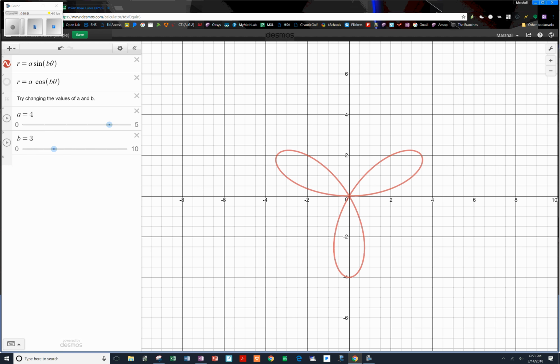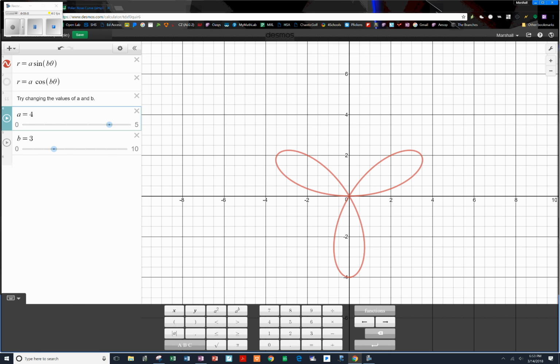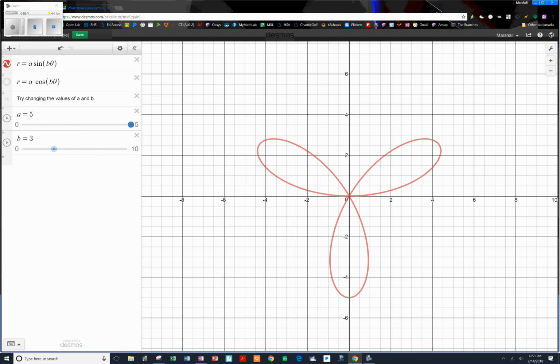The first number I want to focus on is that 4 right there. The 4 changes the length of those petals. Whatever I make that value, the length of those petals goes to that same value. Right now we can tell this petal here, the length of that petal is 2 units. Yes, it's going down to negative 2, but the length is 2. Now it's 3. Now it's 4. So the A value tells us the length of each of those petals.